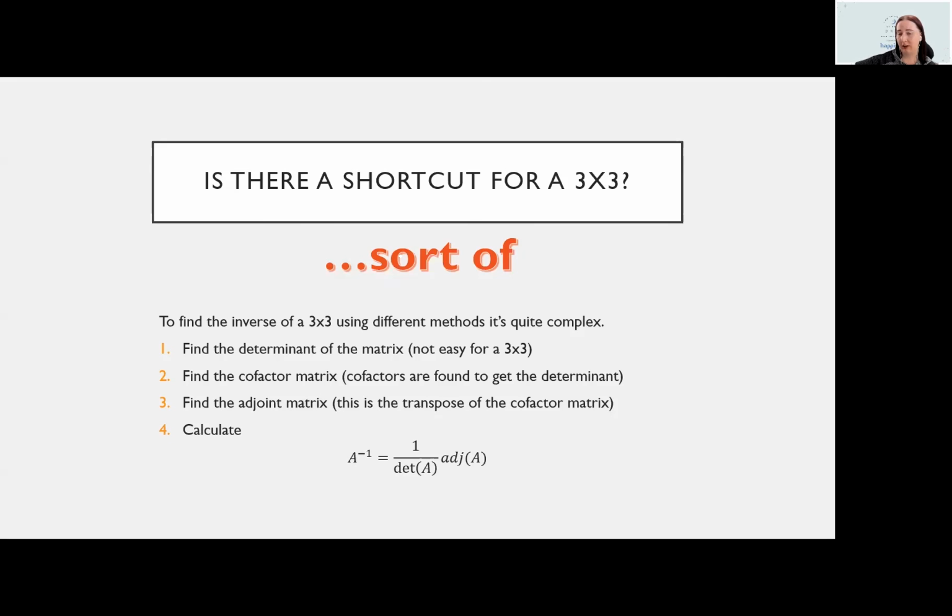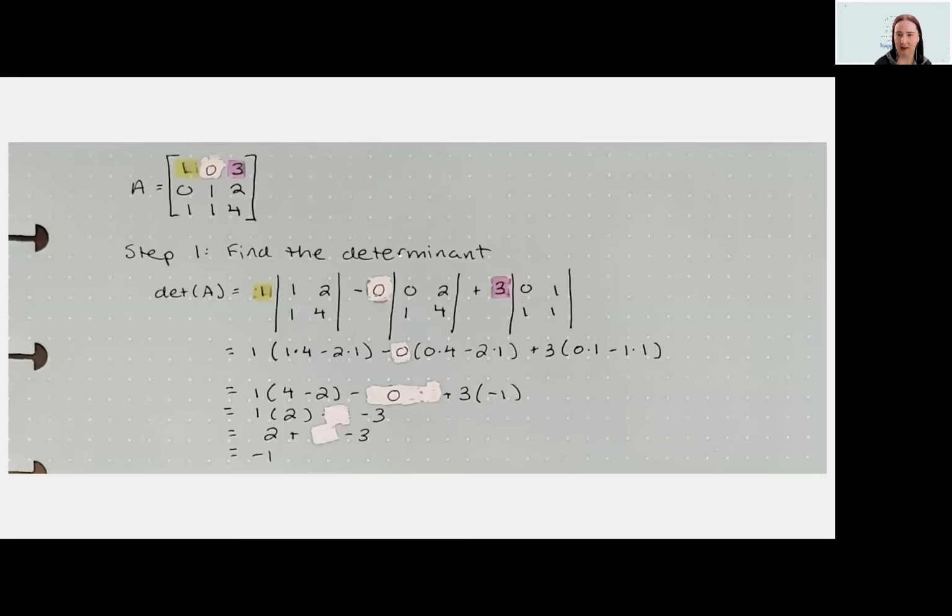Then you have to find what's called a cofactor matrix, and the later reading talks about how to find cofactors. Then you find what is called the adjoint, which is basically the transpose of that, which you do learn about. And then you do this calculation. So all of these things are in the reading that you could do for a 3x3. I didn't do it for the matrix that we just did, though I wish I had. But I'm just going to show you how much work this other method is. You don't have to copy this down. I just want to show you that.